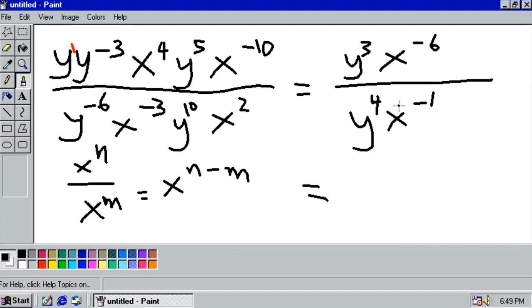So 3 minus 4, keeping in mind that they are both y, is negative 1. Then x raised to the power of negative 6 over x raised to negative 1 is equal to negative 6 minus negative 1, which is negative 5. So this is the final answer. That's it.